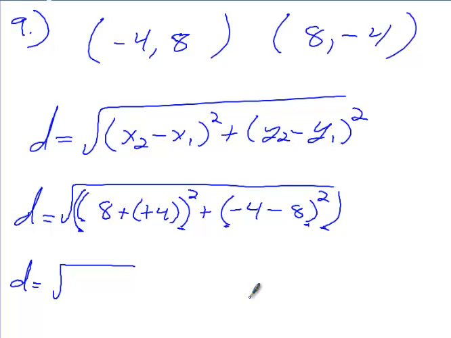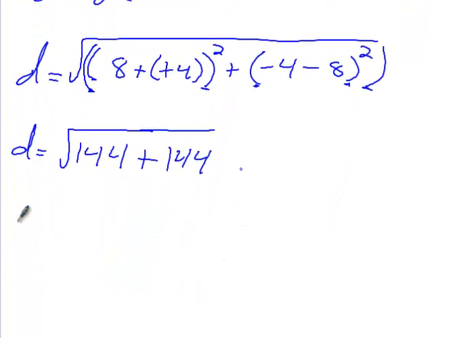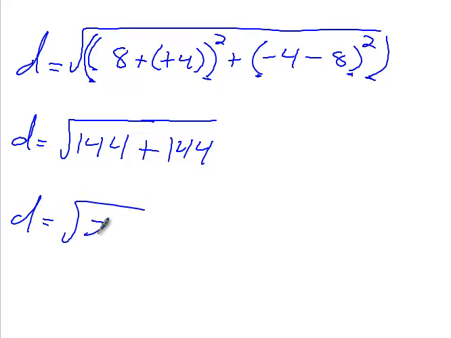Yes. All right, so what's 8 plus 4 here? Squared. 144 plus, what's -4 minus 8? Squared. Okay, 144 plus 144 is 288, right? But remember, we have to reduce these. So real quick, how many 144s do I have here? 2, right? And what's the square root of 144? 12. So this is 12 square roots of 2.